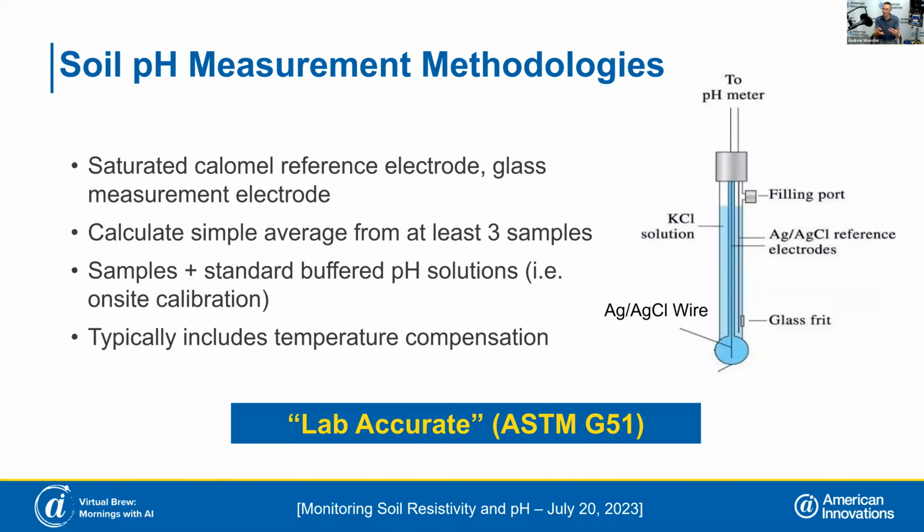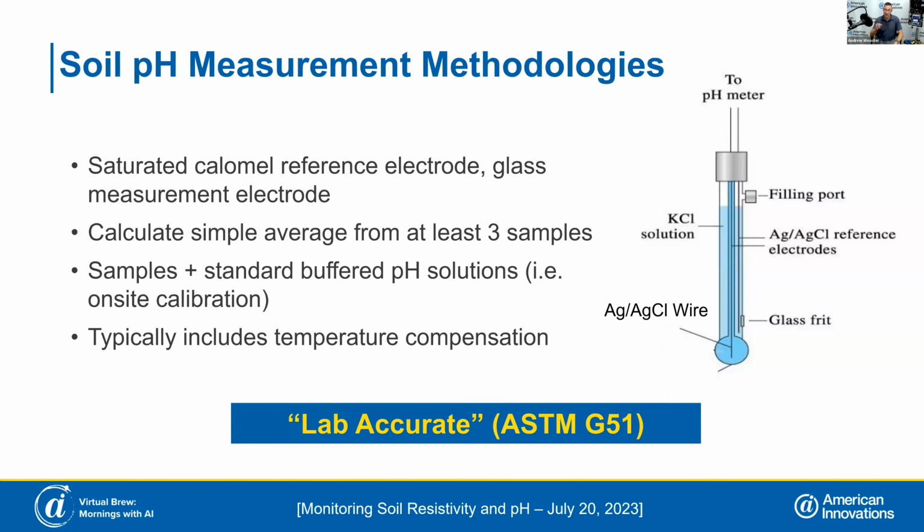This is much like resistivity. This is what I would call a lab accurate method. There's a lab accurate method for resistivity. There's also one for soil pH. And in this case, you have this potassium chloride solution, and you have a wire assembly. This is great for getting those lab accurate measurements.